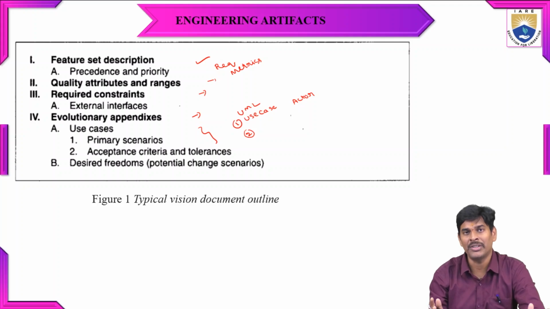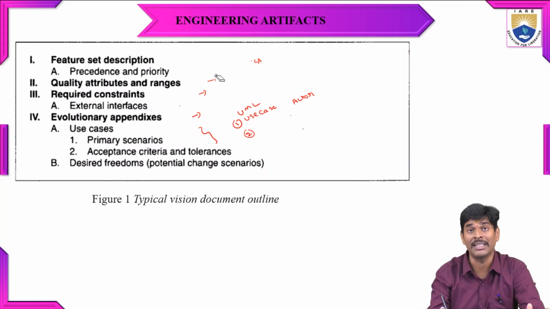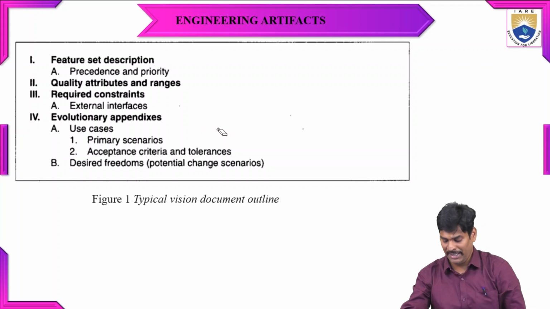So here we have two types of appendix. The first one is use case and the other one is desired freedoms. Based upon the allocation of requirements, resources and inputs, we can have different types of changes to the scenarios. So this is the desired freedoms of the evolutionary appendix.